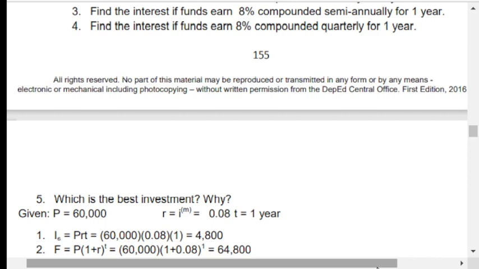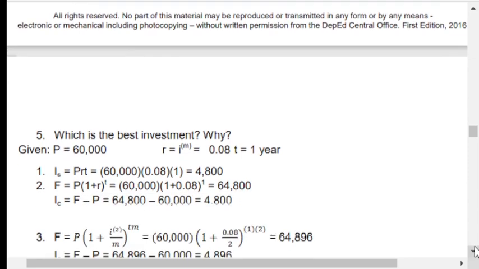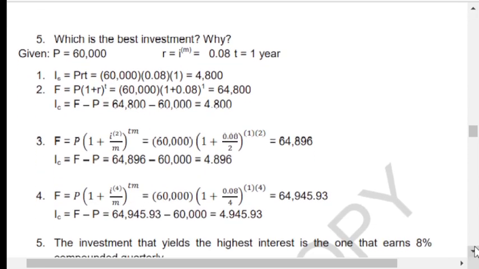Five, which is the best investment and why? So, what we will do is compare the interest of each. Okay, so for number 1, we have the given first.